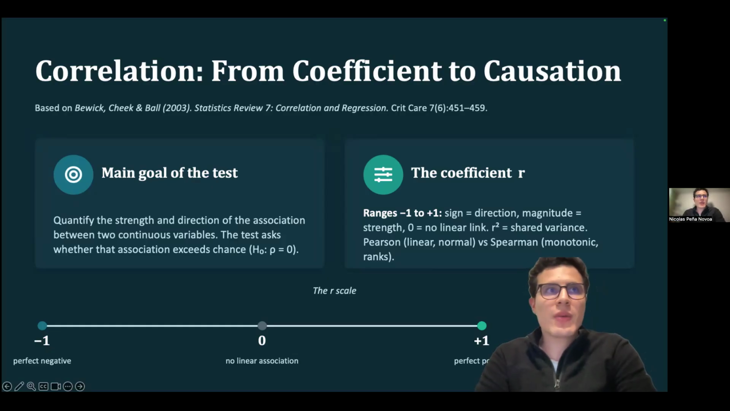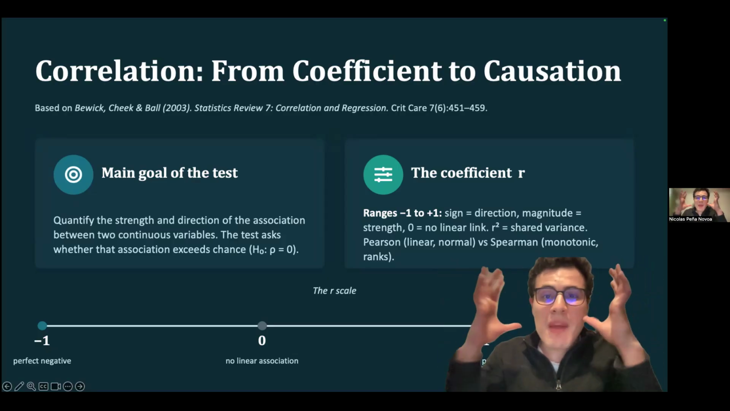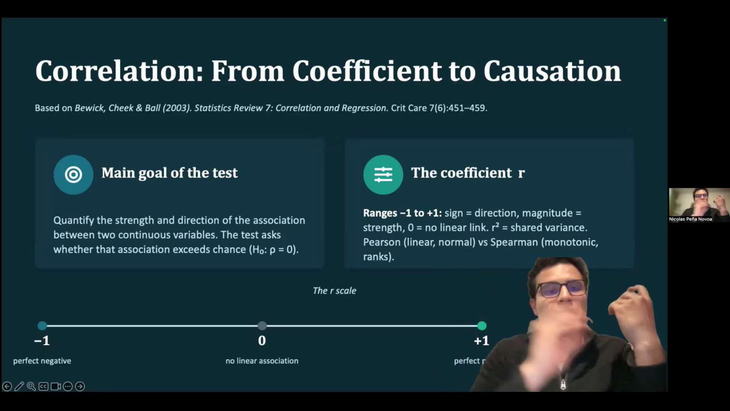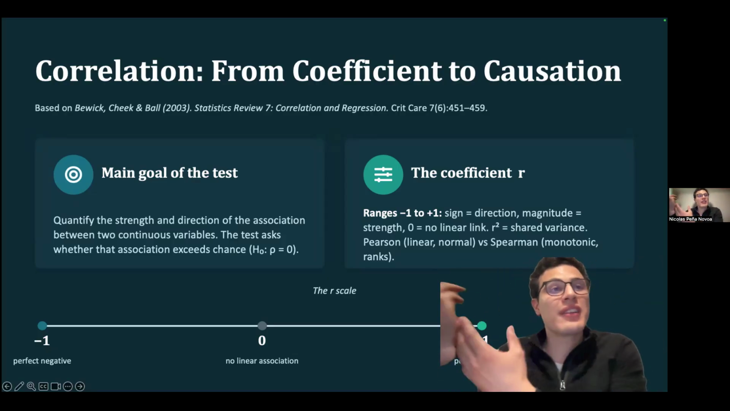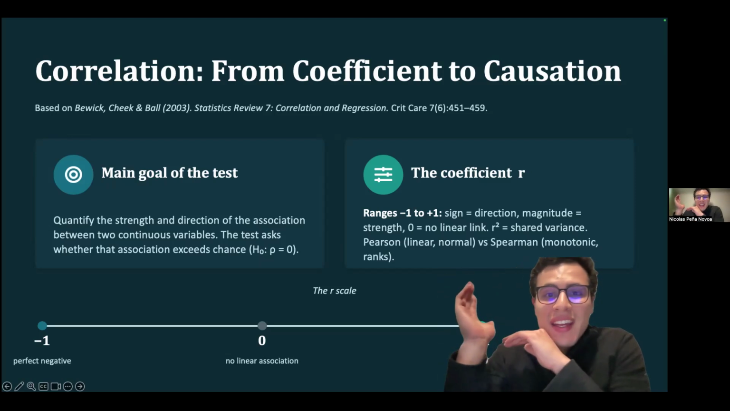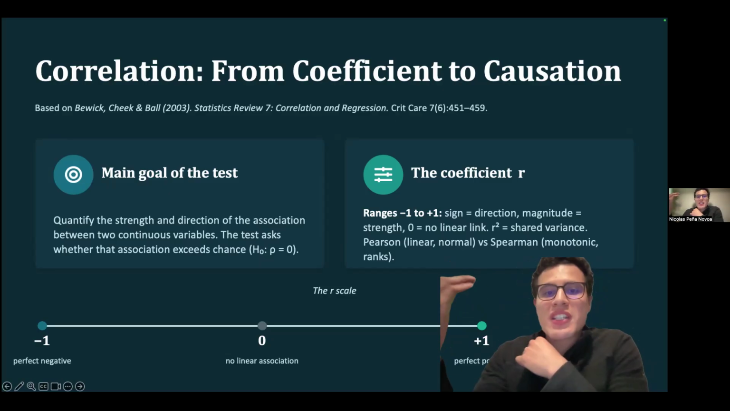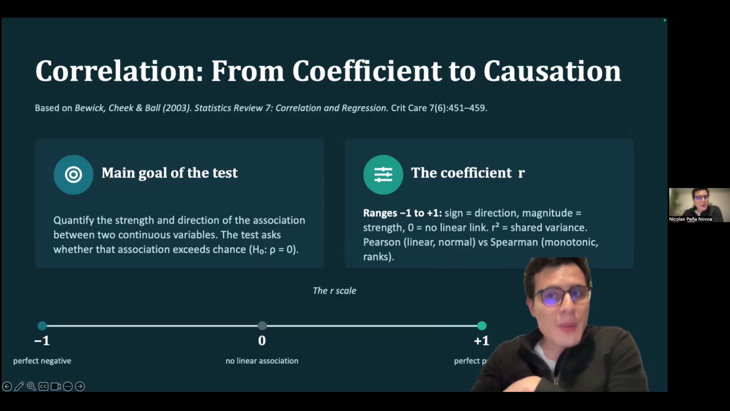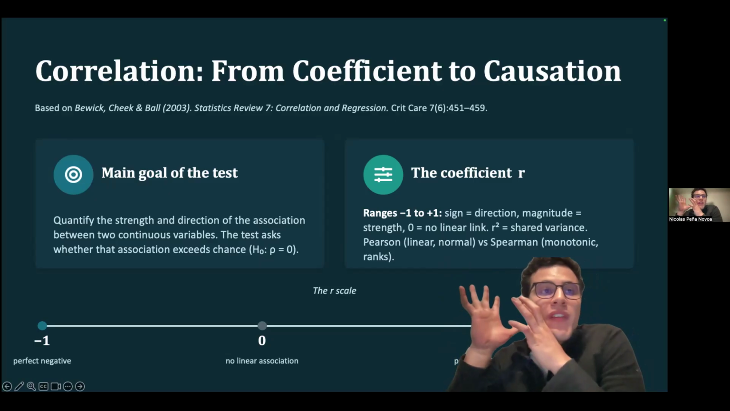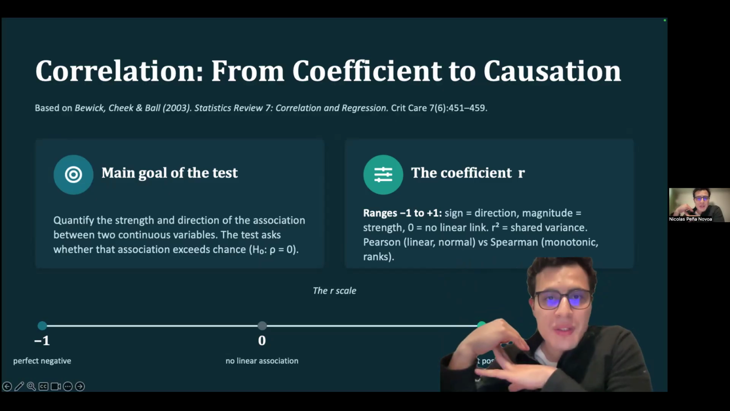To understand this, we have to get what the main goal of this test is. The test measures how strongly two continuous variables move together and in what direction. The test asks whether the association we see is greater than what chance would produce. For that reason, the null hypothesis is that the population coefficient is equal to zero. We don't have any correlation.